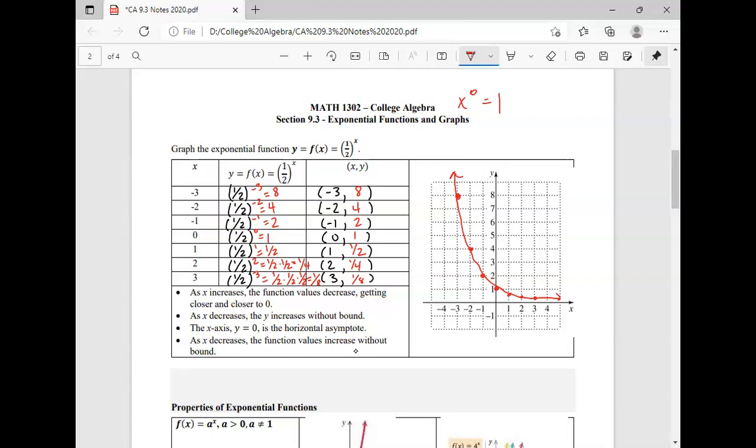So it's going to get really, really close to this line, x equals 0, but it's never going to cross it. The x-axis, I'm sorry, that's y equals 0, but it's never going to cross it.